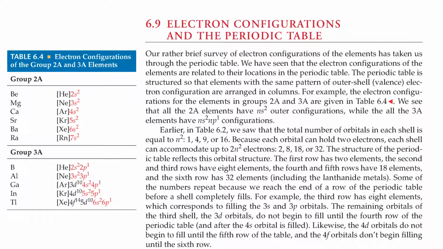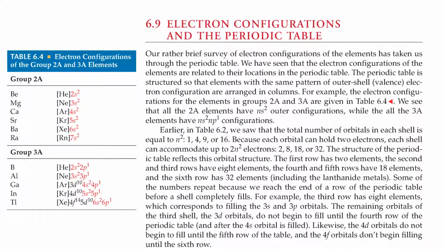The structure of the periodic table reflects this orbital structure. The first row has 2 elements. The second and third rows have 8 elements. The fourth and fifth rows have 18 elements. The sixth row has 32 elements, including the lanthanide metals.